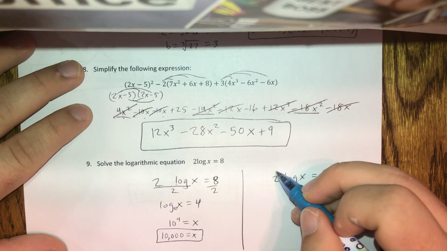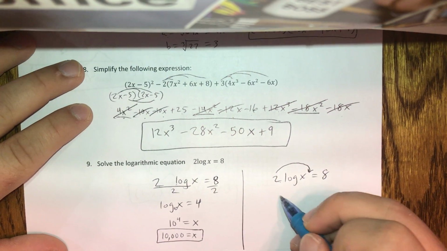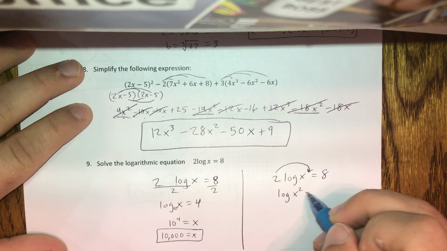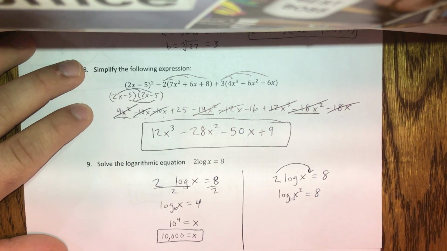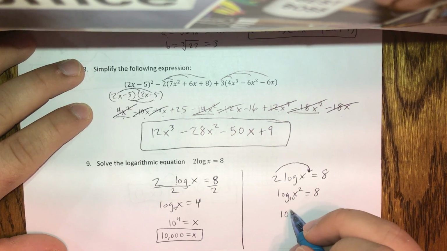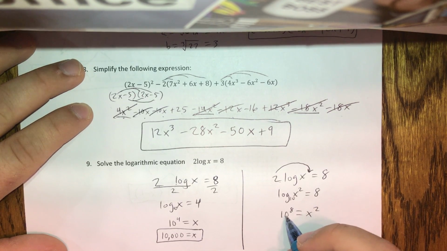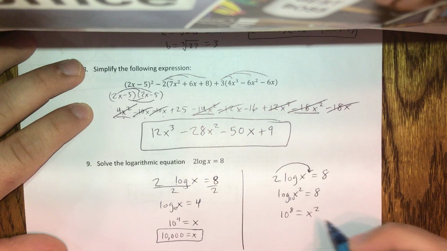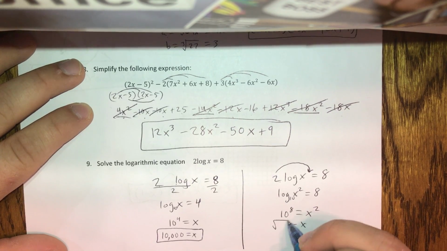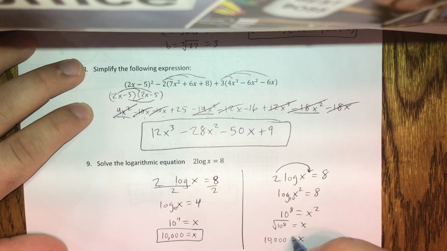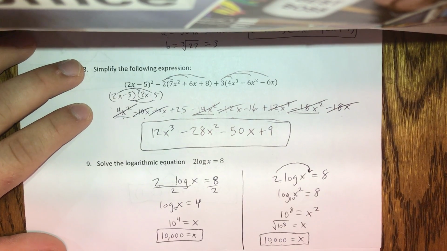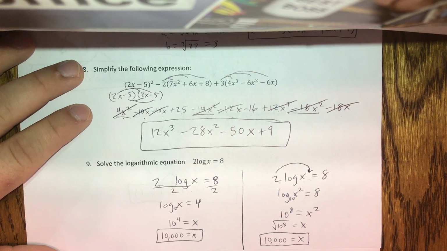The other way of working this out is you can make this 2. Anytime you have a number in front, it represents an exponent for this number right here. So log x squared equals 8. And again, we've got that. And so we're going to have 10 to the 8th equals x squared. And we're going to put this in the calculator. That's a 1 with 8 zeros. And then we're going to take the square root of 10 to the 8th, which again is 10,000. And so either way you do it, you're going to get the same answer. It doesn't matter, whichever you prefer on this one right here.